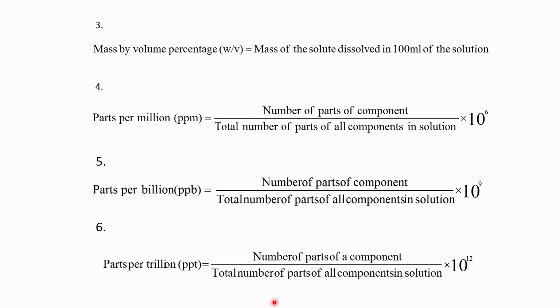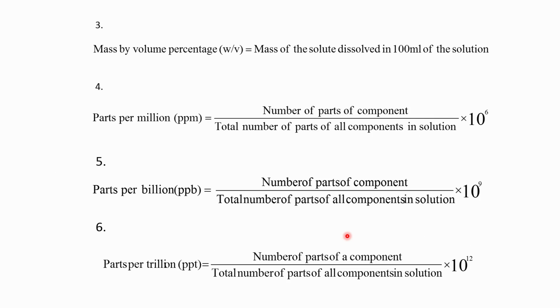Then third is mass by volume percentage, that is the mass of the solute dissolved in 100 ml of solution, that is the mass by volume percentage, the third one. So, the fourth one is parts per million, number of parts of component divided by total number of parts of all components in solution multiplied by 10 raised to 6.